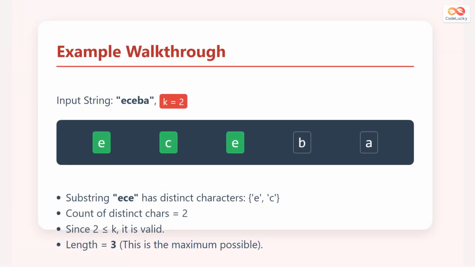Let's look at an example. Suppose our string is "aceba" and k is 2. If we look at the substring "ece", it contains two distinct characters, e and c. Since 2 is equal to our limit k, this is a valid substring. Its length is 3. If we try to extend it to "eceb", we would have 3 distinct characters, e, c, and b, which is greater than k, so that's invalid. In this case, the answer is 3.